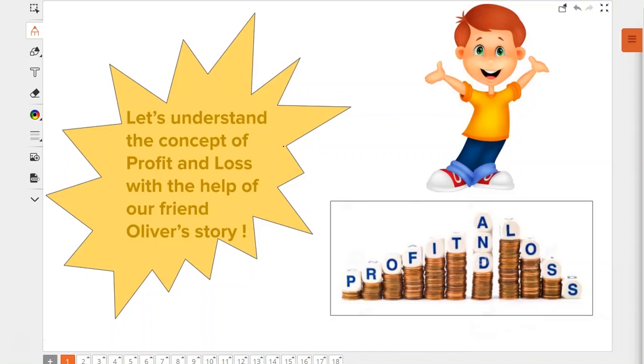Hey guys, so today's session will be about profit and loss. To understand what profit and loss mean, let's make it less boring, okay? Let's understand this concept with the help of a story. Here, our friend Oliver is here to help us out with that. So let's understand the concept of profit and loss with the help of the story of Oliver.